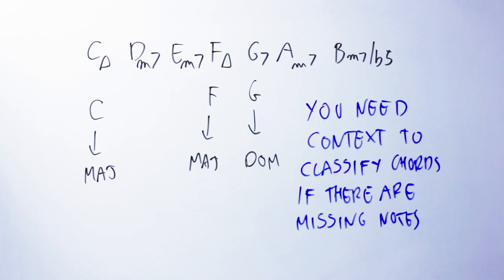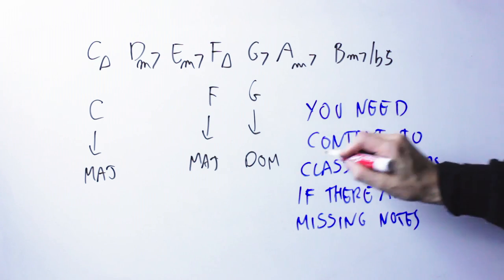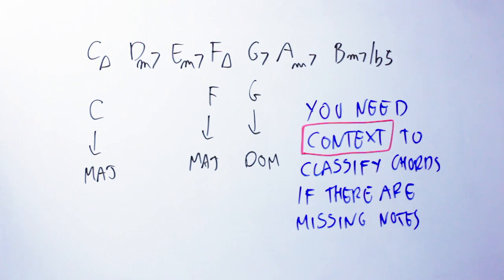But if I play the G major triad and I know I am in the key of C major because this G major triad is in a chord progression in C major, then this G major triad is a dominant chord, even if it doesn't contain the minor 7th, because in context, it's a dominant chord.